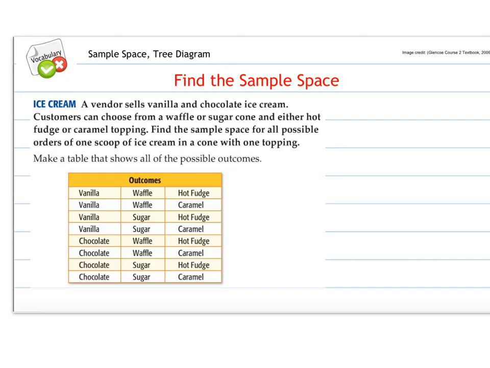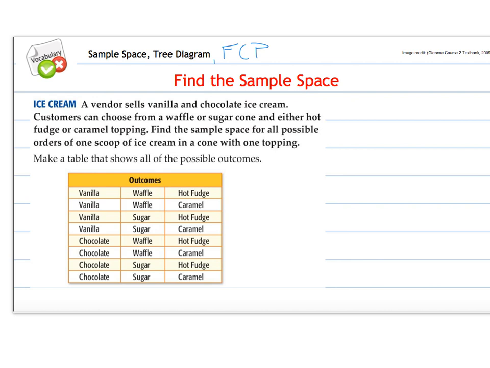So your vocab words are sample space, tree diagram, and, whoopsie, that fundamental counting principle. I'll abbreviate. So, looking at this, finding the sample space. A sample space is going to be the set of all of the possible outcomes in a probability experiment. So all of the possible outcomes that could happen.